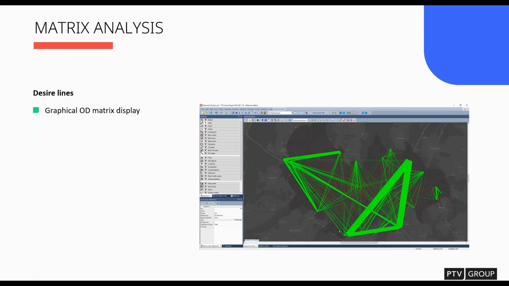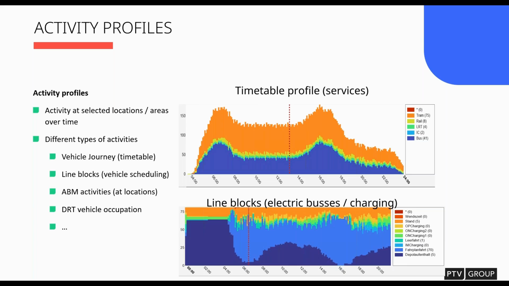Also, as always, you can do desire lines, looking at various displays of OD data. Then you can also look at activity profiles for different types of activities, such as vehicle journeys. This also works with ABM activities if you're working with an activity-based model. You can look at line blocks, as well as things like vehicle occupancy for DRT or vehicle sharing.